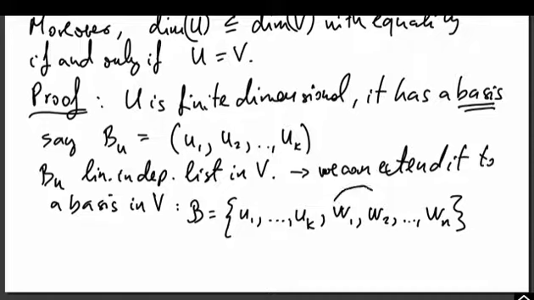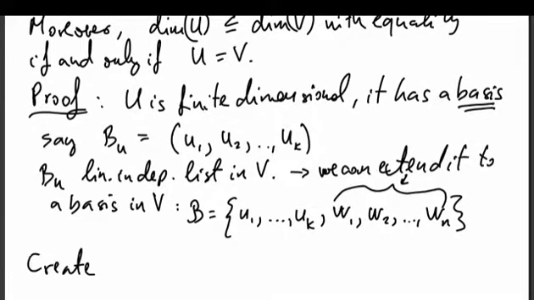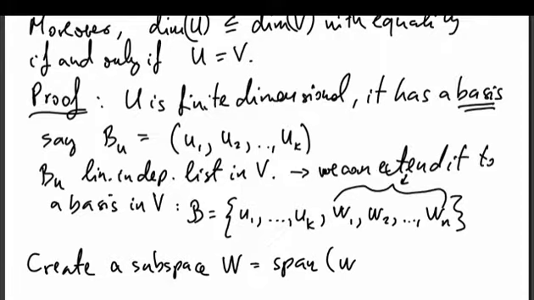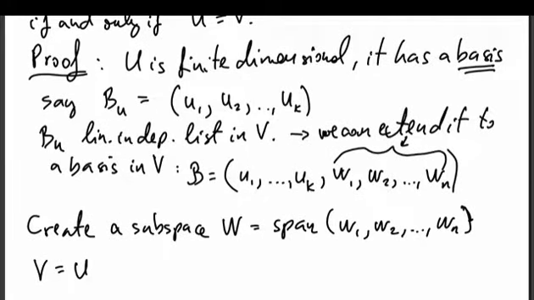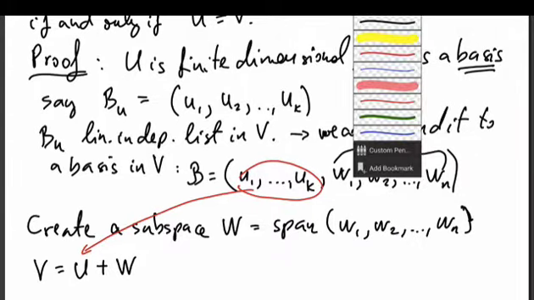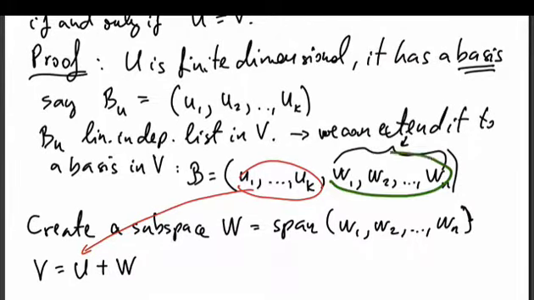So this is the extension part. We create a subspace W as a span of these W vectors. And again, let me use the list notation. So first of all, V is the sum of U and W, since the basis means that it's a linear combination of U's elements from the U subset, and when you take the rest of the linear combination from the W's, you get a vector in the W subspace.